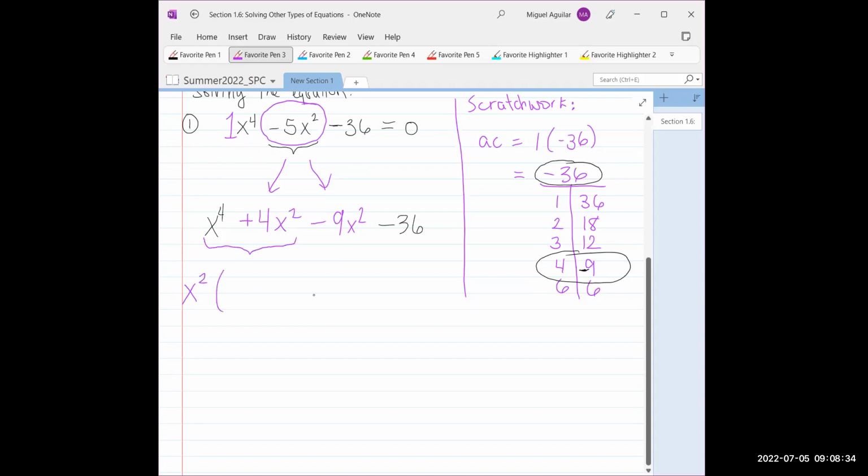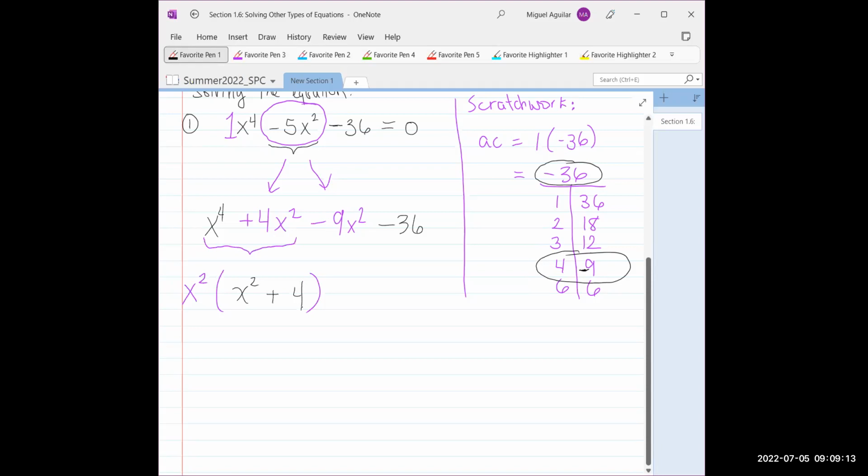So we'll put x squared, open up our parentheses, and then if I factor out that GCF, what should I have left over in the parentheses? X squared, good, plus 4. Plus 4, perfect. That's exactly what we need to see. If we were to multiply that forward, x squared times x squared gives you x to the 4th power. X squared times 4 gives you the 4x squared. So we're good to go there.